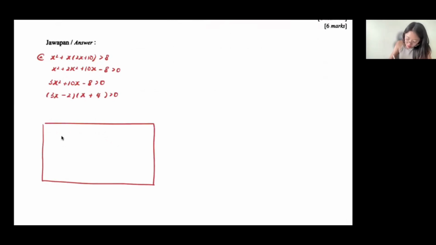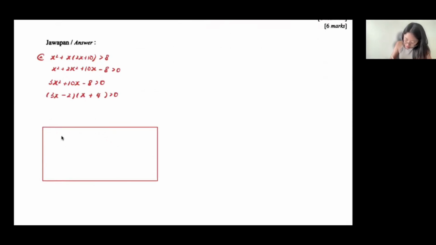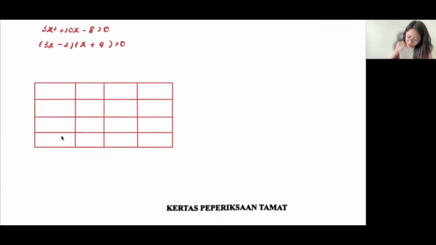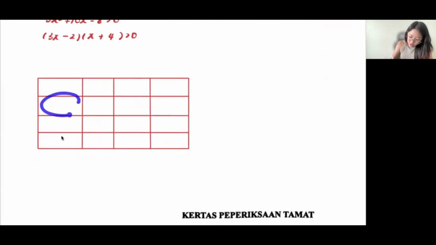Once you got this, let's draw a table. The table over here, I need 4 rows and 4 columns. We split half first, then this one another half, another half. 4 columns: 1, 2, 3, 4. Then what are we going to write in there? For this space over here, write the first bracket. So 3x minus 2. This is x plus 4, the second bracket, and the third one, you multiply them together.